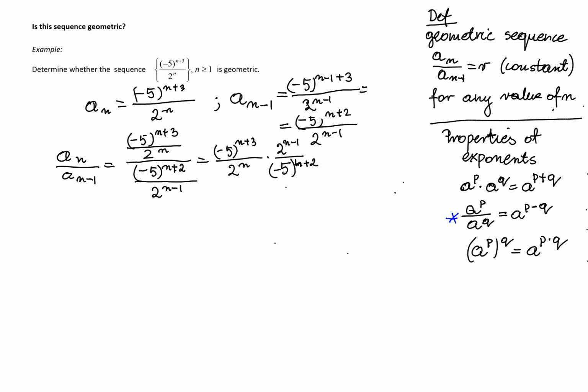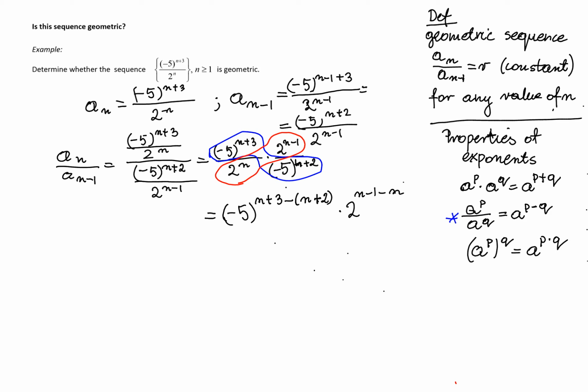So what we'll use is the property of the exponents that says that if we are dividing two exponents with the same base, then we'll keep the base and subtract the exponents. So if we combine the negative 5's, we'll get negative 5 to the power, exponent on the top n plus 3 minus exponent on the bottom, which is n plus 2. We'll use the parentheses because we are subtracting two terms. And if we do the same for the powers of 2, we'll get 2 to the power, on the top we have n minus 1, and on the bottom we'll have n.